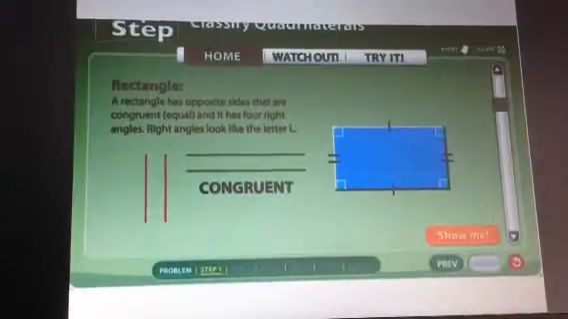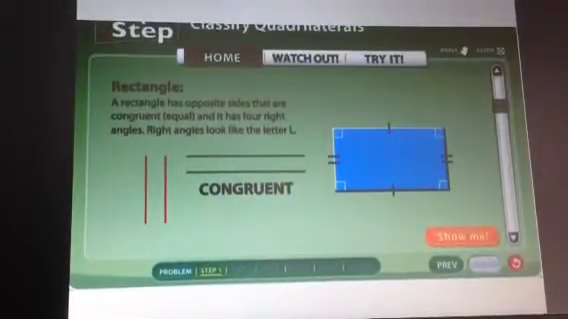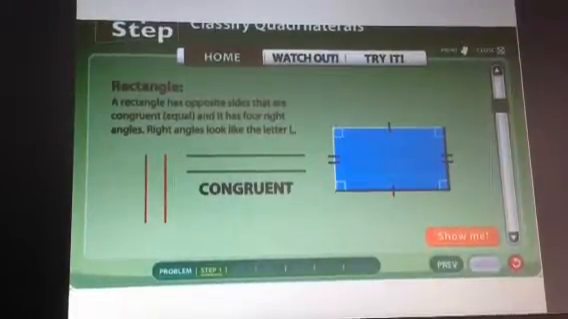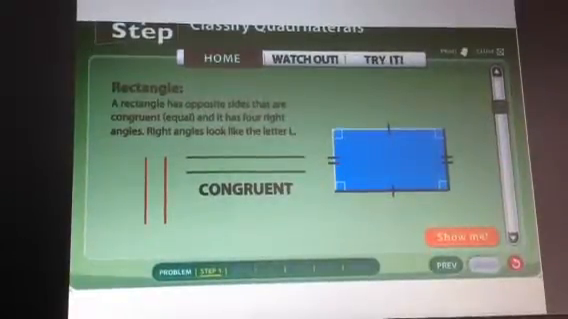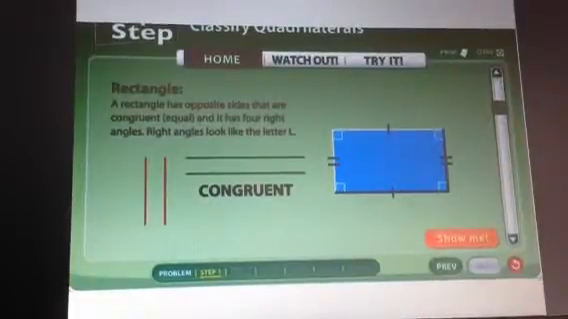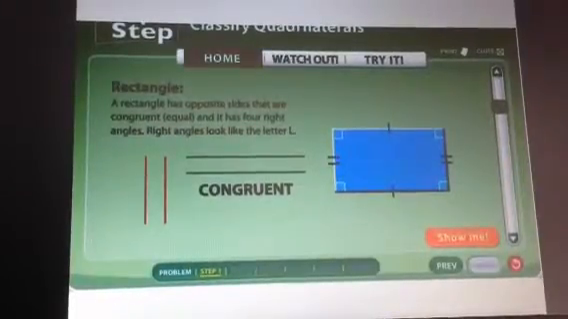We'll start with the rectangle. A rectangle has opposite sides that are congruent, or equal. It also has 4 right angles. Each pair of opposite sides are equal.